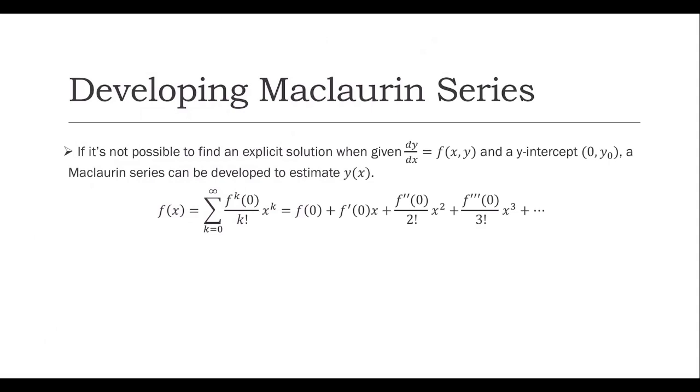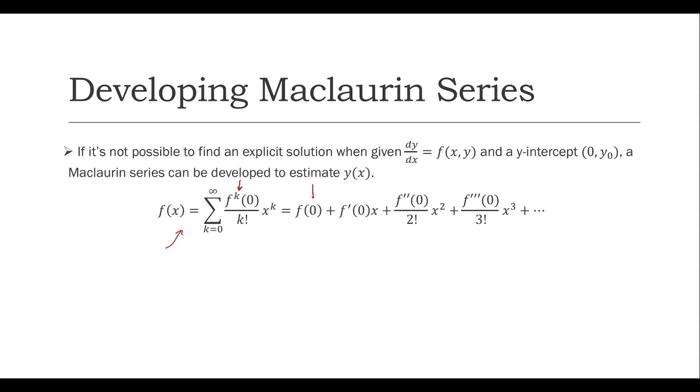So we talked about developing Maclaurin series in a different video. So what it comes down to is if it's not possible to find an explicit solution when given dy dx equals f of x comma y and a y-intercept 0 comma y initial, a Maclaurin series can be developed to estimate y of x. So for your Maclaurin series, your f of x equals the sum from k equals 0 to infinity of your kth derivative evaluated at 0 over k factorial times x to the k.